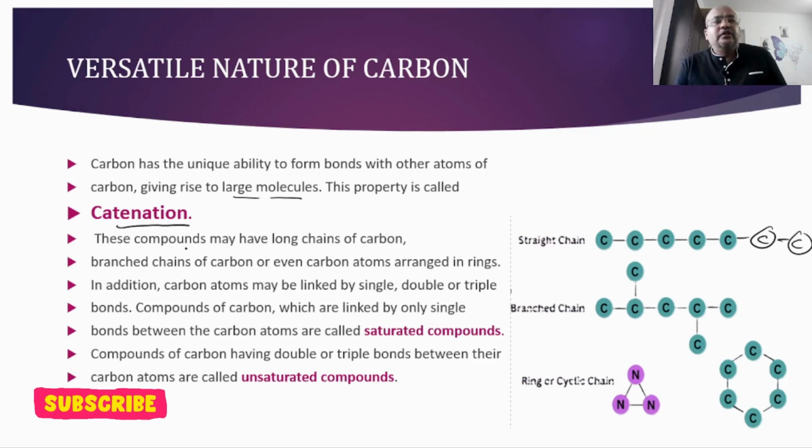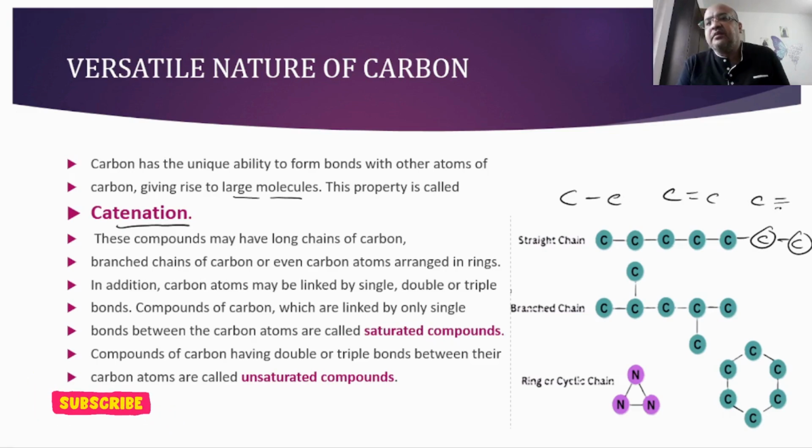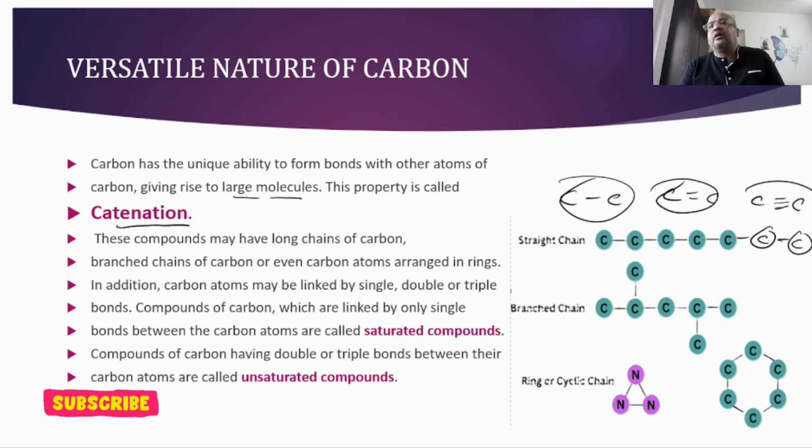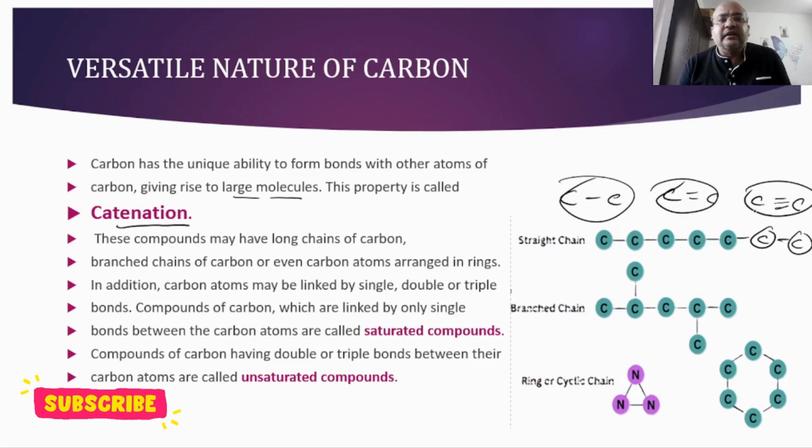So these compounds may have a long chain of carbon. They may be branched chains of carbon, or even carbon atoms arranged in a ring. In addition, carbon atoms may be linked by single, double, or triple bonds. It can be linked like this, a single bond, a double bond, or a triple bond.